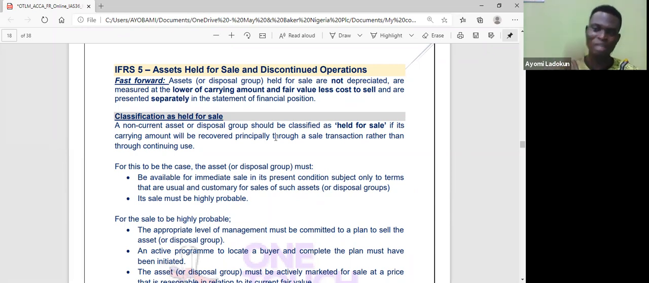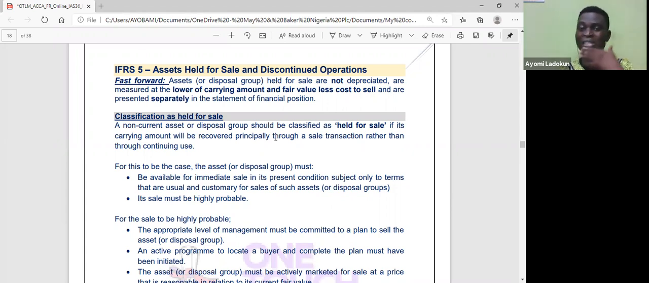And for you to classify an asset as held for sale, two conditions must be met. Number one, the asset must be available for immediate sale in its present condition. Number two, the sale must be highly probable. Those are the two conditions that need to be met.